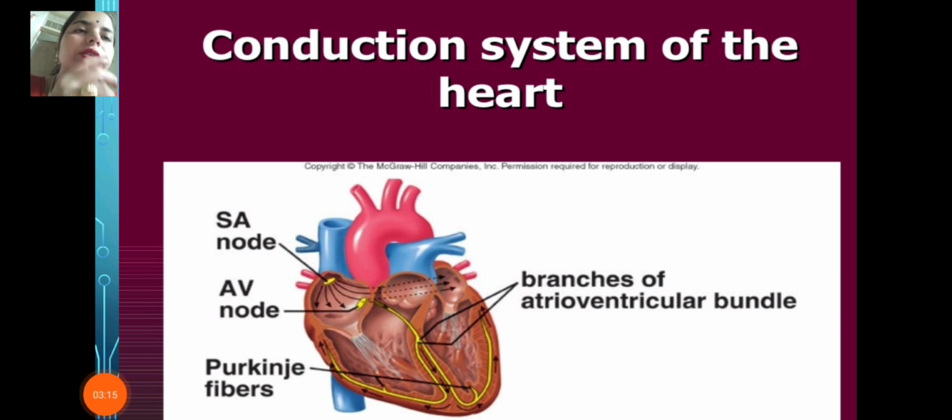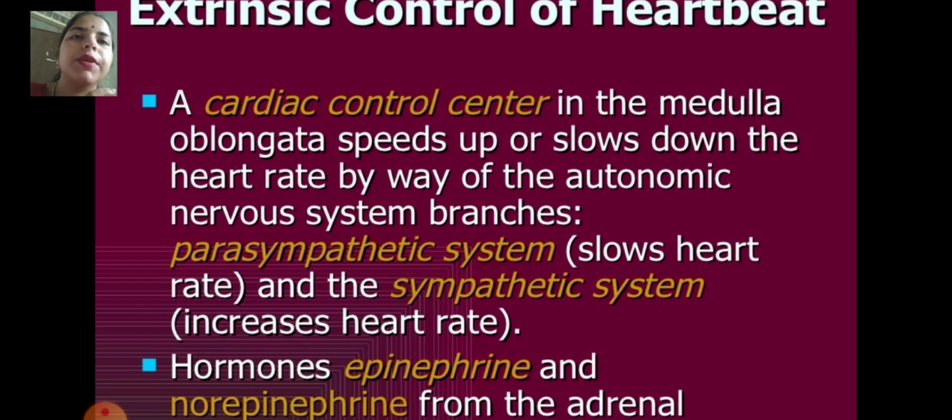The conduction system of the heart is the SA node, AV node, Purkinje fibers, and branches of the ventricular bundles. So the SA node is present there and the AV node in the yellow color. Purkinje fibers are present and branches are also seen in that image.